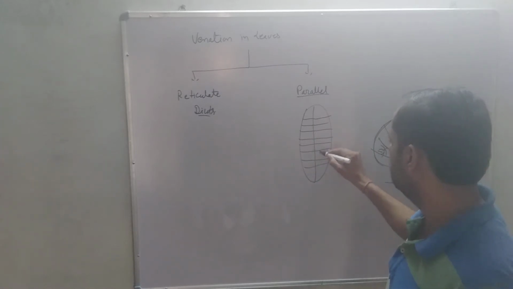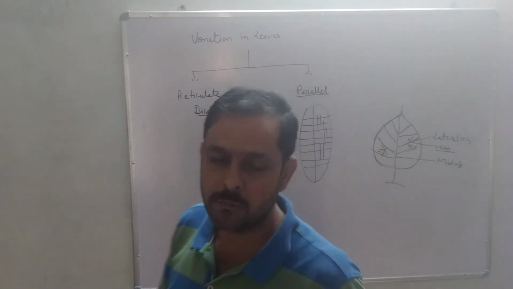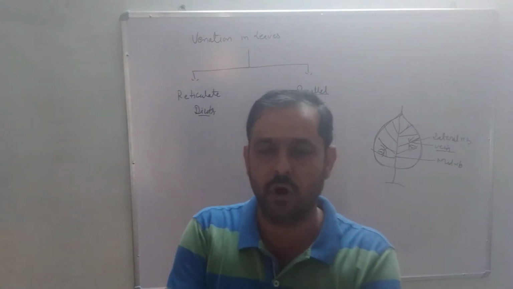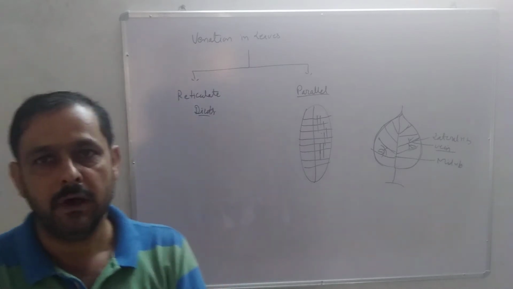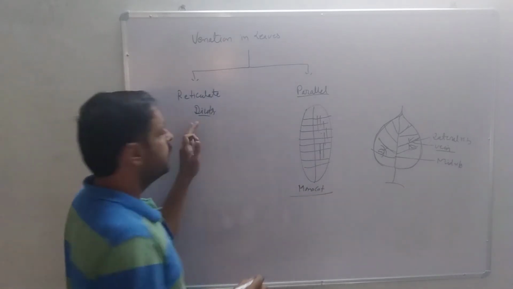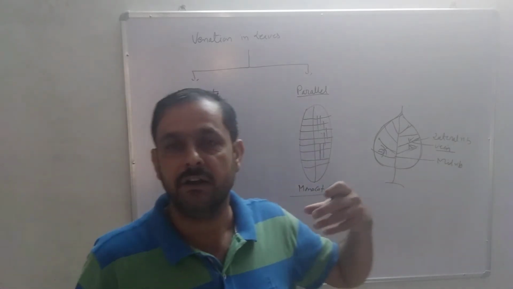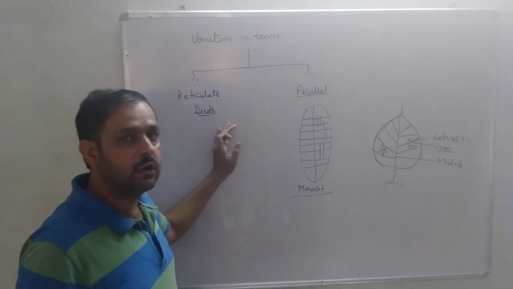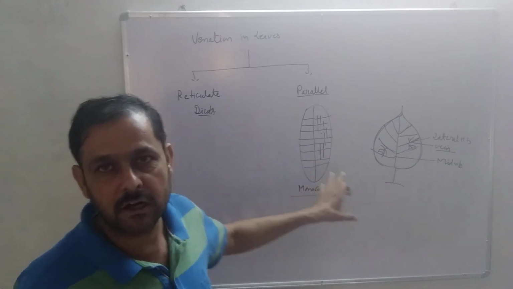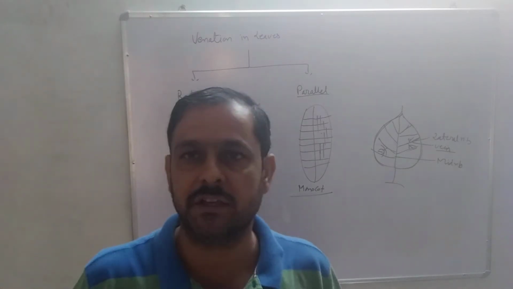and veinlets are also parallel to each other, then it is called parallel type of venation. Veins are arranged in a parallel row. Veins do not form a network in the leaf. Example, monocot. Whenever veins and veinlets form a net-like structure, then it is called reticulate. And whenever lateral veins and veinlets are parallel to each other, then this type of venation is called parallel venation.